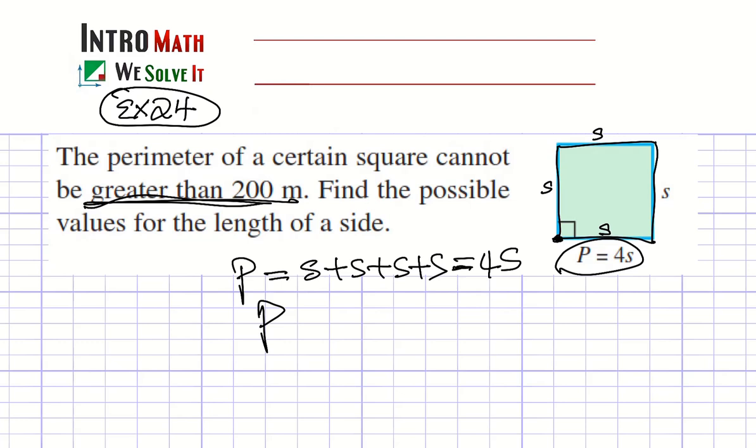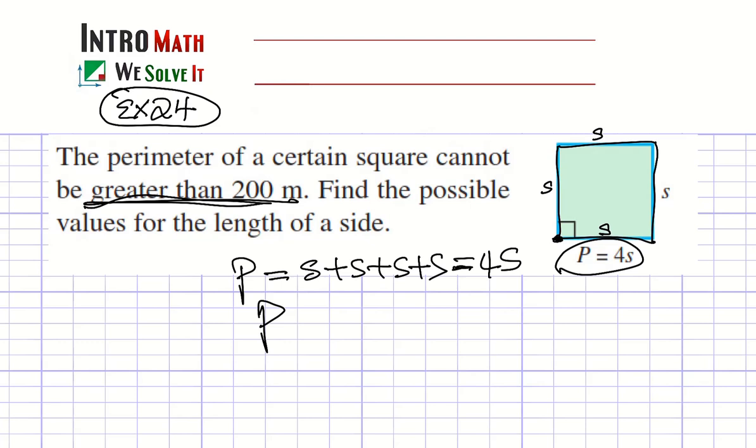Cannot be. In other words, if it cannot be greater than 200 meters, that means it can be, let me see. You gotta be careful with the language, man. Like I said, the word will get you. You have to try to understand what they are saying. Perimeter cannot be less than. Alright, sorry, I think I'm getting things mixed.